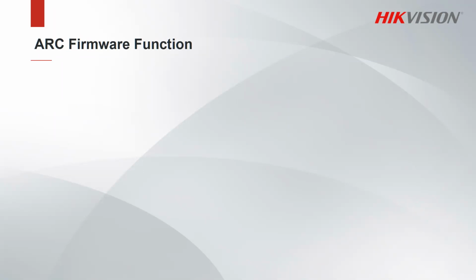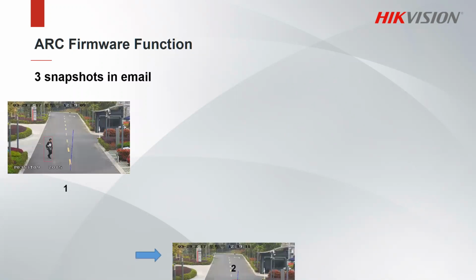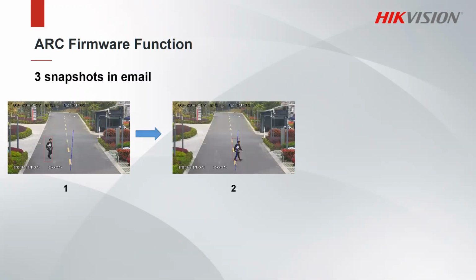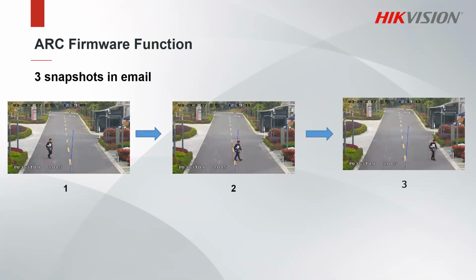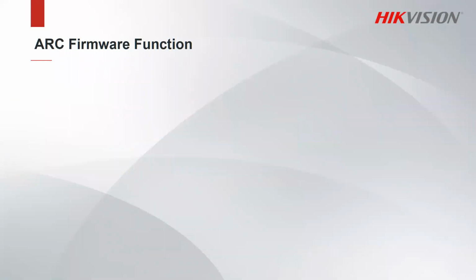For alarm receiving centers, with this firmware, you can now have 3 snapshots in an email. Each picture has a bounding box around the target, so the alarm center operator can quickly identify which object triggered the alarm and react. Alarm centers using IMIX, a protocol, have the ability to play these 3 images as a short video clip. This can help when bandwidth is limited.